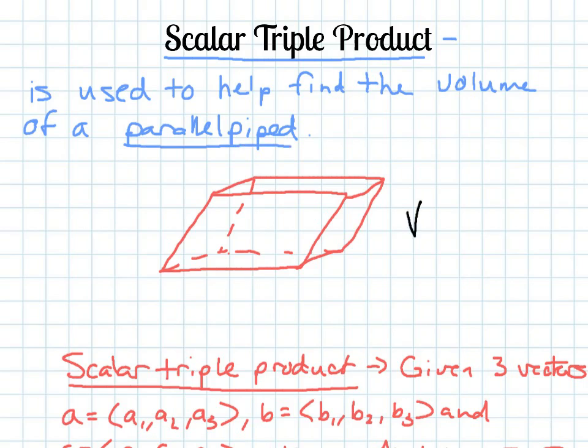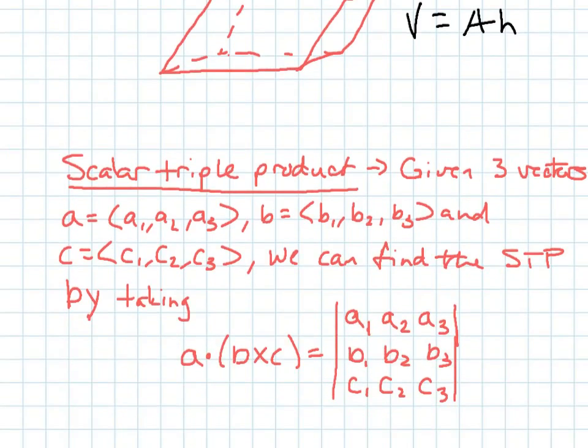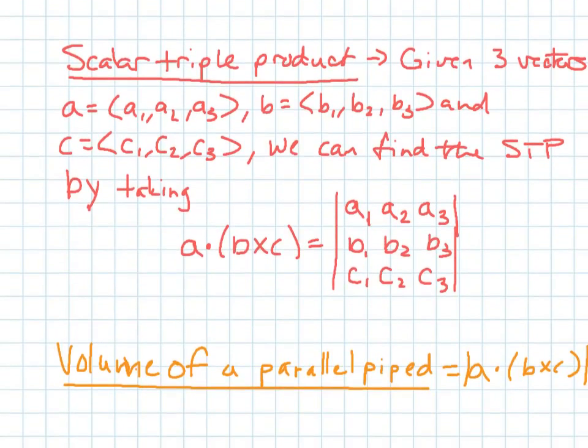we want to be able to find the volume. Remember, volume is area of the base times height. So the scalar triple product helps us, in a sense, to do this by taking three vectors. The three vectors are from the three directions or sides of your parallelepiped. So that's where they get A, B, and C. And so you can take the dot product of the cross product of your vectors, or you can take the determinant of your vectors to get the volume.